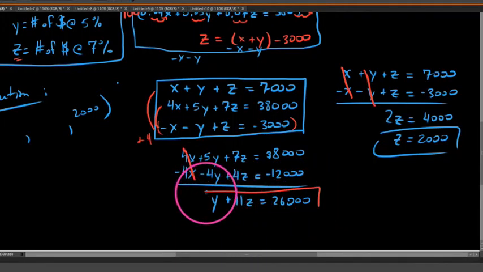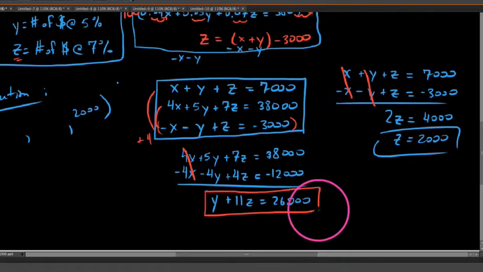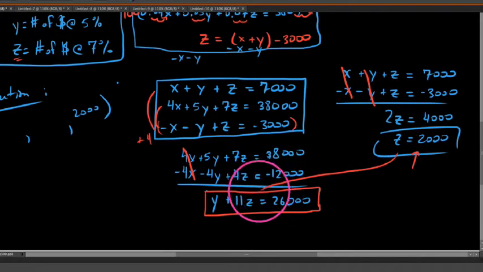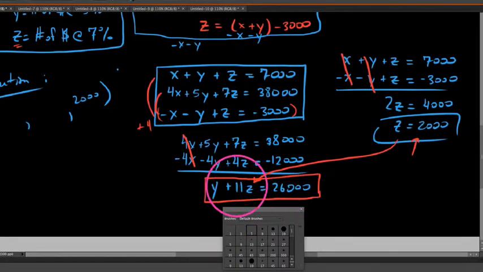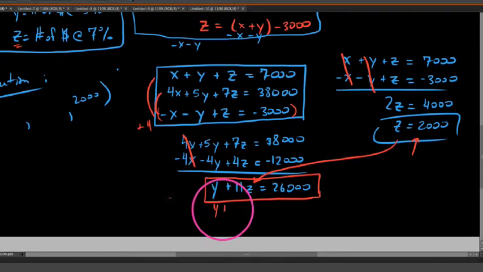Now, typically with a 3 by 3 system, we would have already done this. We would have had 2 equations and 2 variables, but because we already were able to find out z, what I'm going to do is take this z and plug it back into this other equation that had 2 variables in it, and solve for the value that is in our y account. So looking at this here, suppose we would have y plus 11 times z is equal to 26,000, and if we would plug in a 2,000 here, we would get this.